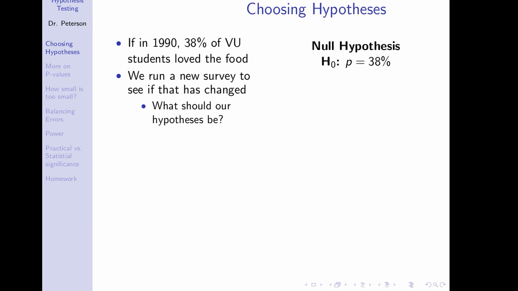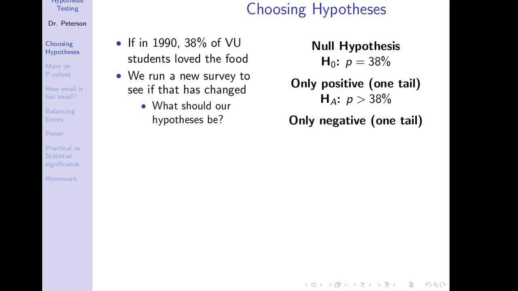So in this case, I would argue that our null hypothesis should be that 38% of Viterbo students loved the food. That we have a p of 0.38 when we run our statistics. Now the next question is what should our alternatives be? Do we have a reason why we should believe that there should be an only positive direction? Should we only ask, is p greater than 38%? Or should we ask, is p less than 38%?